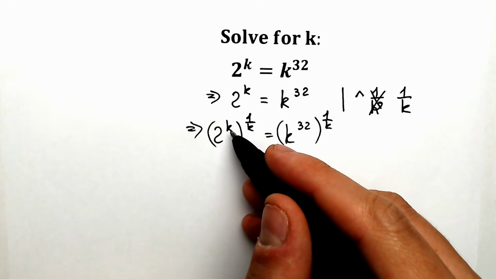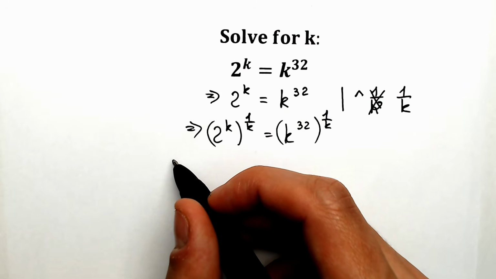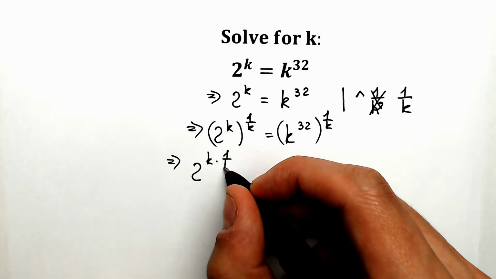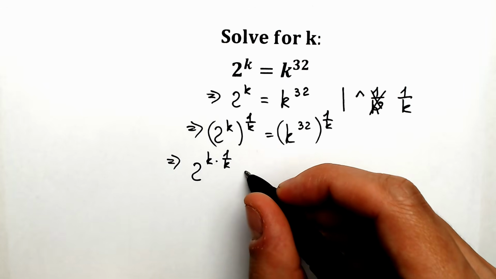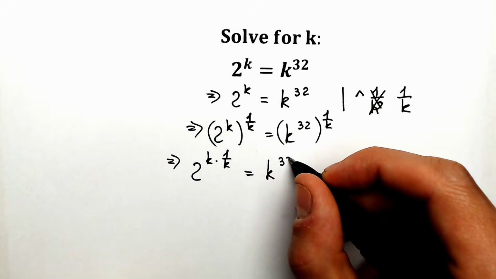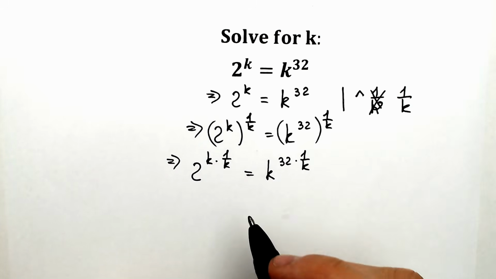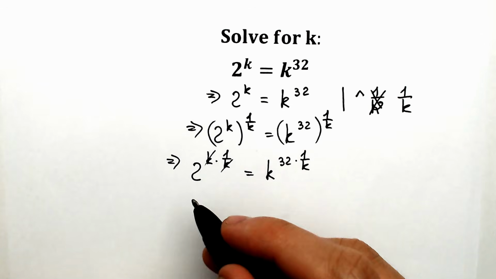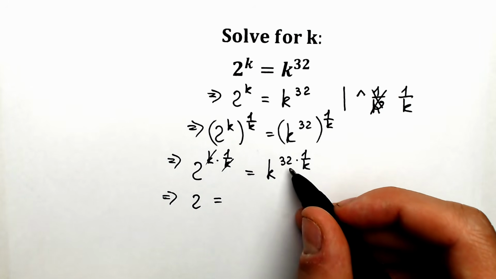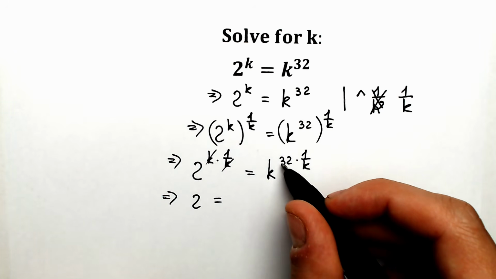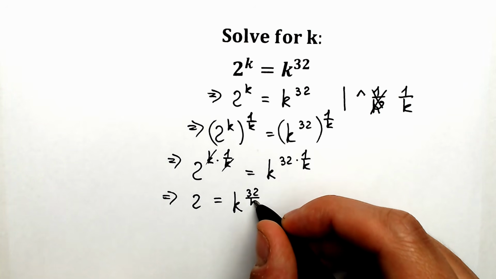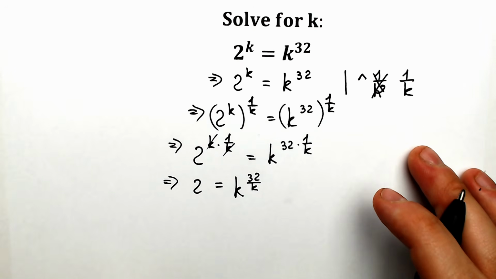And right now on the left side we can easily cancel this k, because we have the expression 2 to the power k times 1 over k. This is our algebra property, so we need to multiply the powers, and we need to multiply on the right side as well. So we have k to the power 32 times 1 over k. On the left side we can cancel our k, so we have only 2 on the left side. And on the right side, when we multiply the powers, we get 32 divided by k. So we have k to the power 32 over k. I hope you understand this first step.